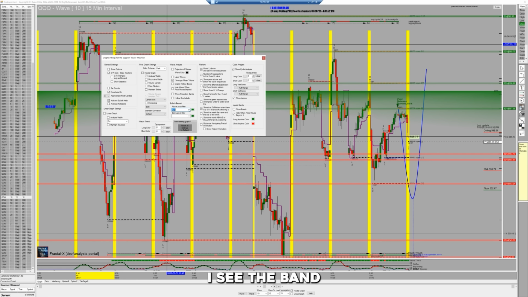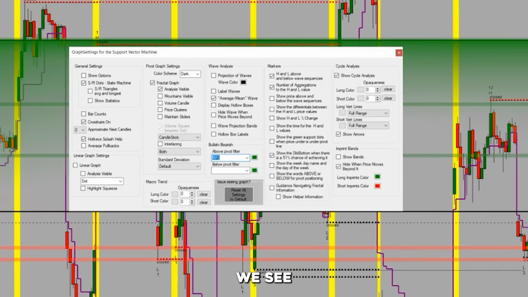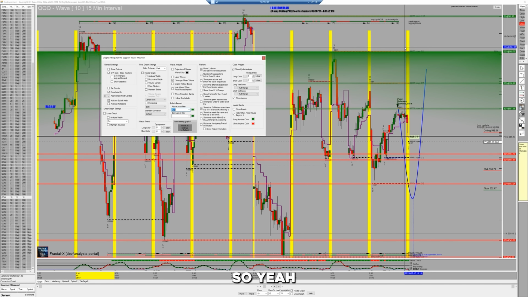Oh, and now that I see the band, it makes sense. So off that top line, there's a 10% chance of rejection. 50% chance, because I have the 50% filter. So on there, there's a 50% chance of reversal from it. Now if I go to 90, there's a 90% chance we see the reversal from here. Simple. Yeah, I understand now.